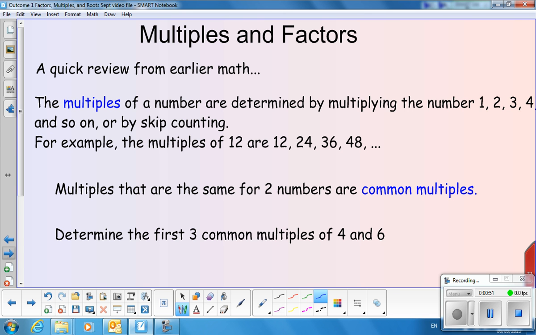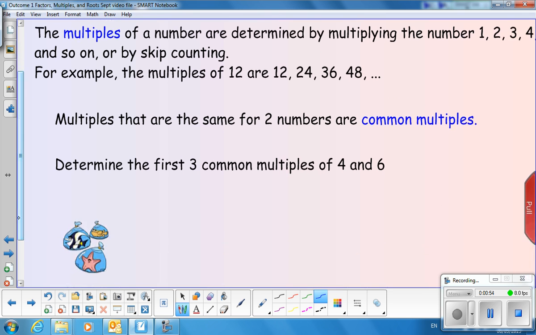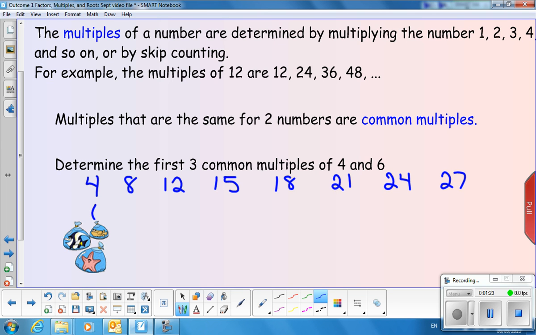Determine the first three common multiples of 4 and 6. To find the first three common multiples, we're going to start by listing multiples of 4. So 4 times 1 is 4. 4 times 2 is 8. 4 times 3 is 12. And if we continue to skip count, we have 16, 20, 24, 28. Skip counting by sixes, 6, 12, 18, 24, 30, 36.